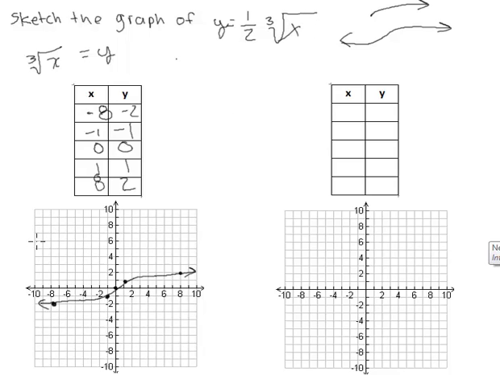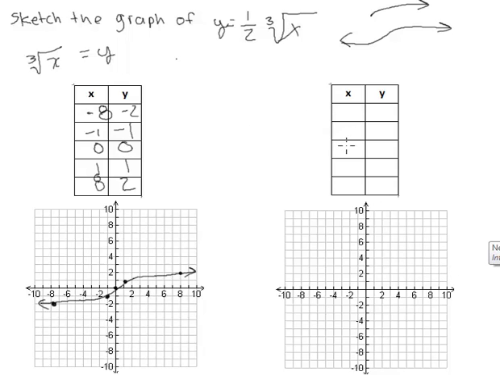Now, just like square root functions, if I had something inside here, x plus 3, for instance, I'd move it to the left 3. If I had x minus 2, I'd move it to the right 2. If I were adding something out here, I'd move it up. And if I were subtracting something out here, I'd move it down. If I had a negative sign, I'd flip it upside down. Multiplying by a number either stretches or shrinks it. Here I'm multiplying by 1/2, so that lets me know that my function is going to be vertically shrunk. It's going to be closer to the x-axis.